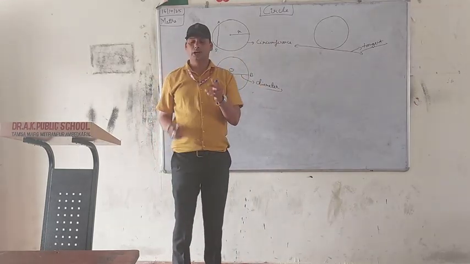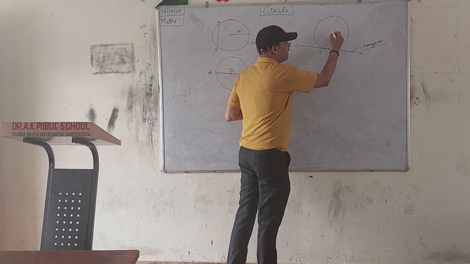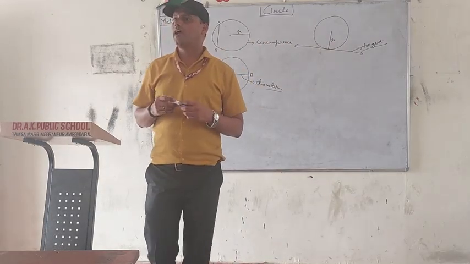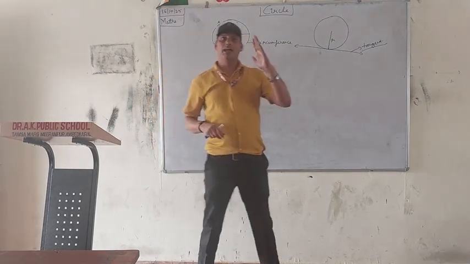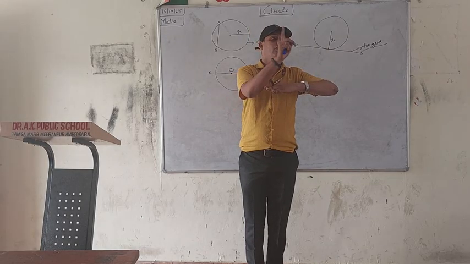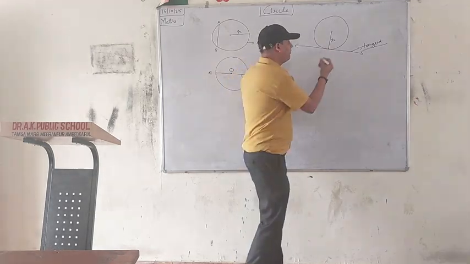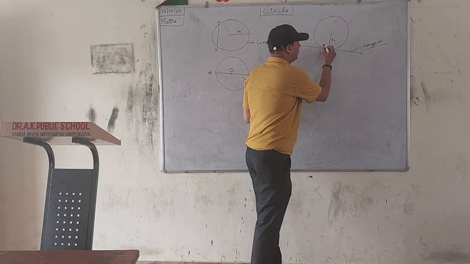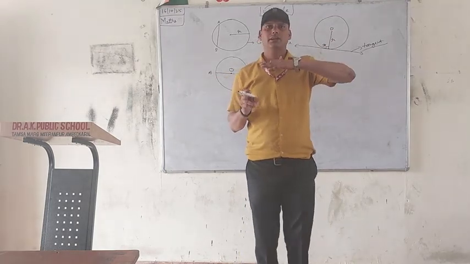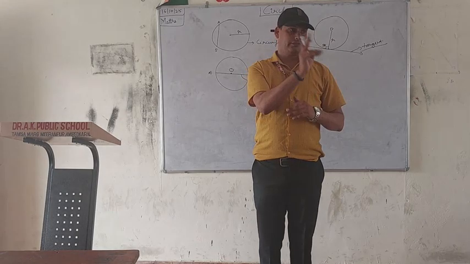And I have already told you that the tangent at the point of contact makes a right angle with the radius. Means the angle between the tangent and the radius at the point of contact is always 90 degrees. This angle will be 90 degrees. Is that clear? The tangent at the point of contact will make an angle of 90 degrees with the radius.